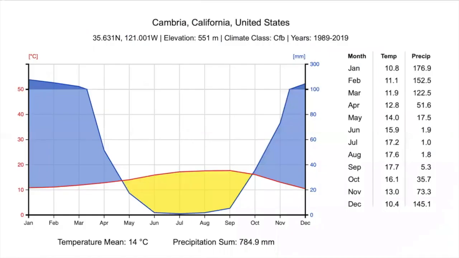So this is what a Walter-Lieth climate diagram looks like for a Mediterranean climate. Notice that during the winter months, in this case in California in the northern hemisphere, there's a surplus of water, but then during the summer months, there's a deficit of water. This is what leads to the dry adaptations of plants, or the adaptations of plants to dry environments, and in many cases to fire.